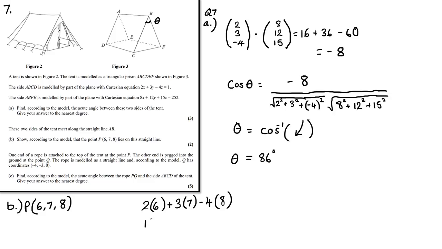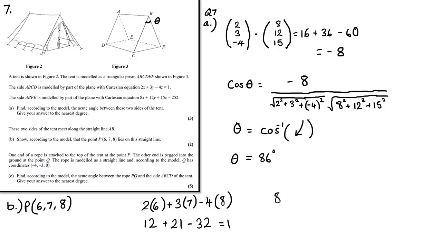So I get 12, 2 times 6 is 12, 3 times 7 is 21, so we add 21, and then minus 4 times 8, so that's minus 32 there. So 12 plus 21 gives us 33, minus the 32 is equal to 1. So it works for that Cartesian equation. We just need to verify it now for the second Cartesian equation here.